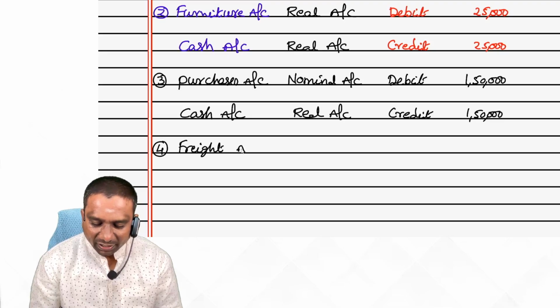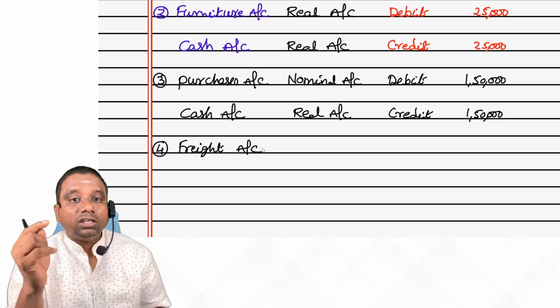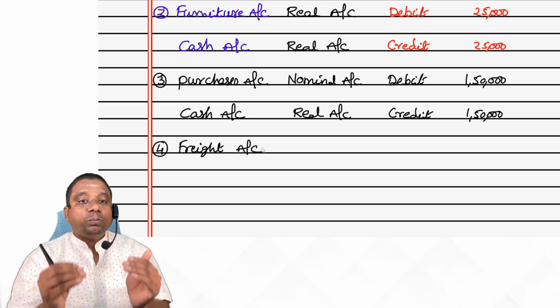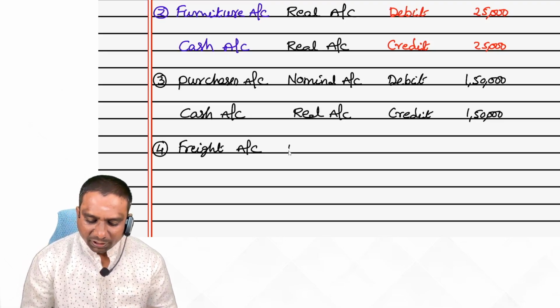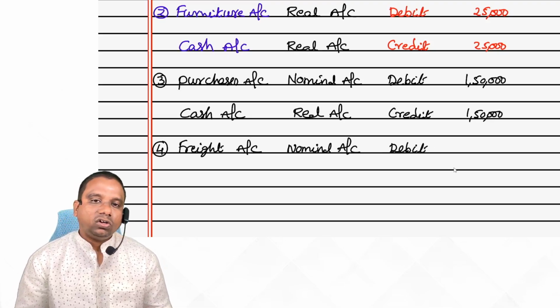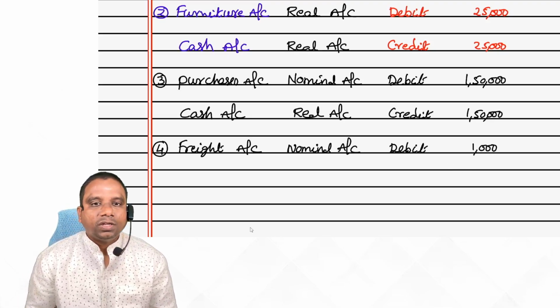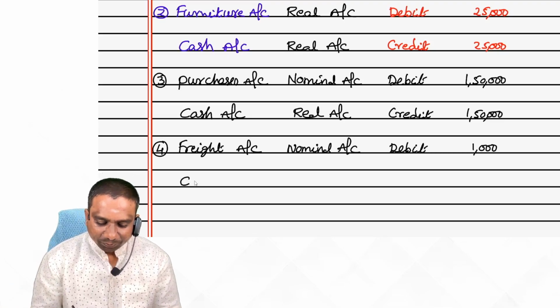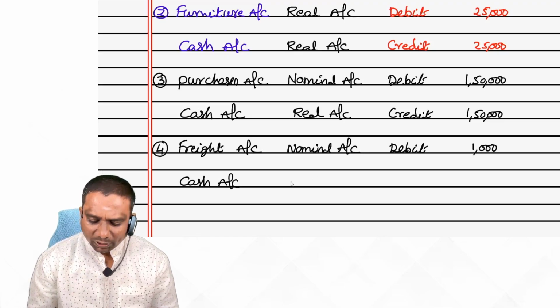We create a freight account. Because the receiving aspect is what? We received goods, already we received. But to bring those goods, we have paid freight. It is an expense for us, so it comes under nominal account. Rule: debit all expenses and losses, credit all incomes and gains. How much? 1,000 rupees. And what is the giving aspect? Cash. We are giving cash. Yes or no, students? So cash is a real account.